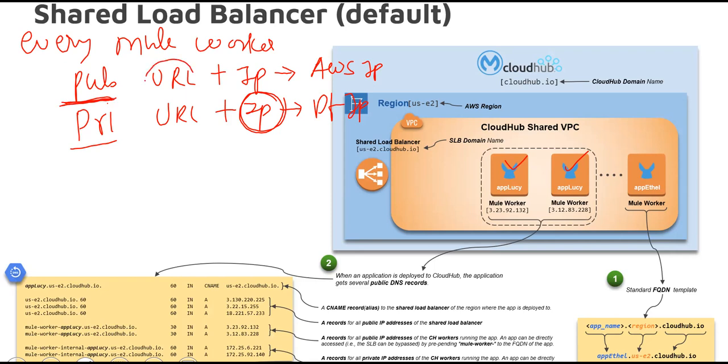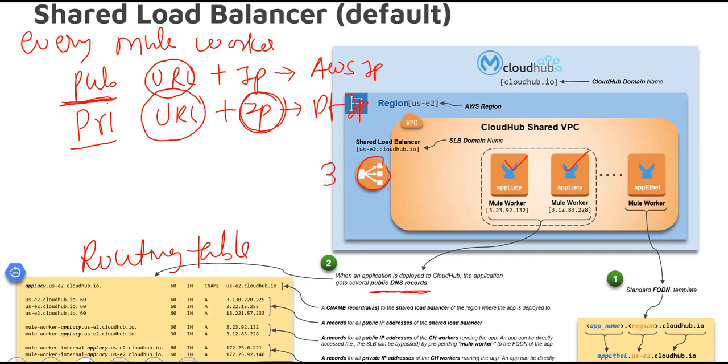So how does this public URL look, and how does the private URL look for our Mule worker? Let's have a look at it. Okay. CloudHub will maintain a routing table, and inside this routing table, all public DNS records will be there, and private DNS records will be there. As I mentioned, this shared load balancer always gets deployed on three workers, and every worker will get one public and one private.